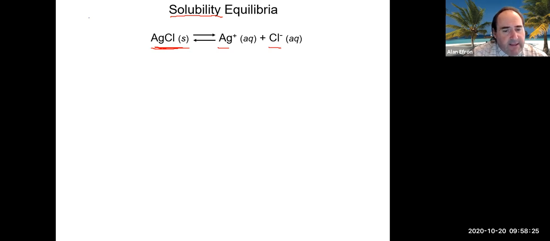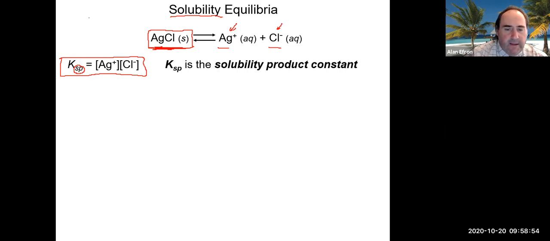And in this particular case, our KSP, which again stands for solubility product, would be our products, which is our ions, divided by our reactants, which is our solid here. So it's like a normal equilibrium expression. We do not include solid. So this would be our KSP expression for silver chloride. And again, that is our solubility product.